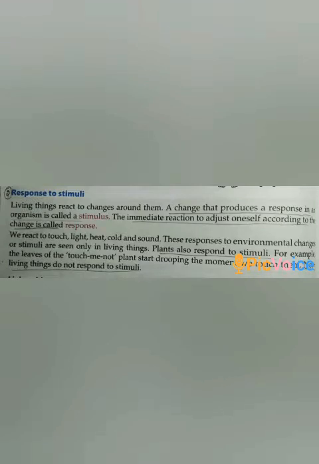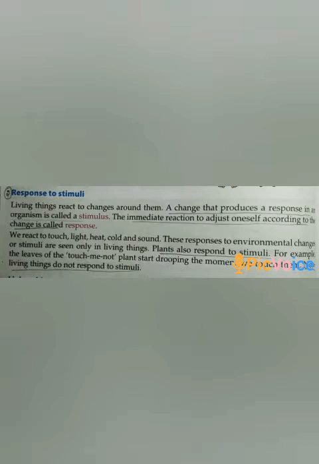Then the second characteristic is response to stimuli. Living things react to changes around them. A change that produces a response in an organism is called a stimulus. And the immediate reaction to adjust oneself according to the change is called response. So children, you remember what is stimulus and what is response.